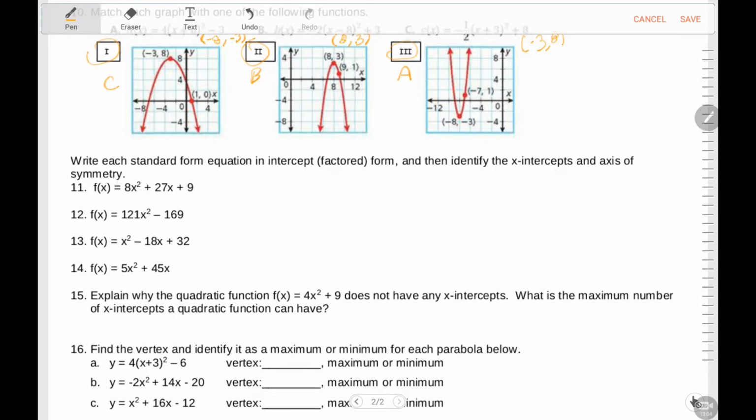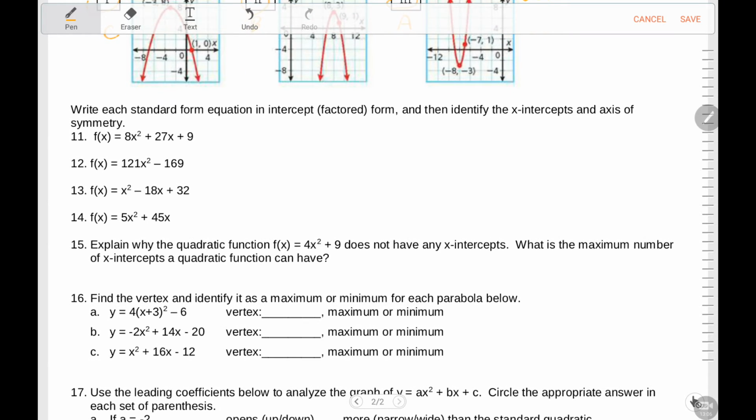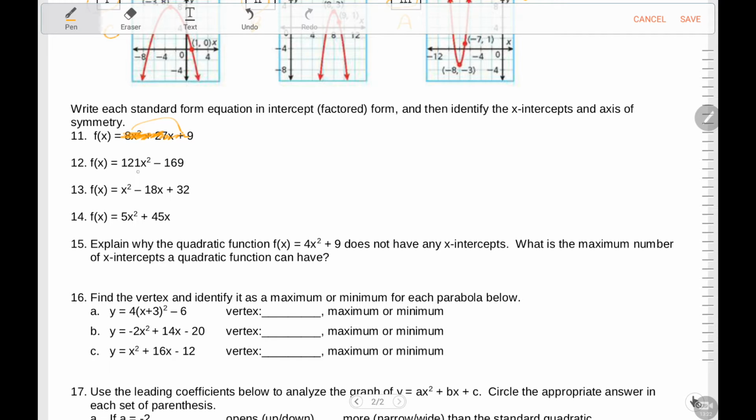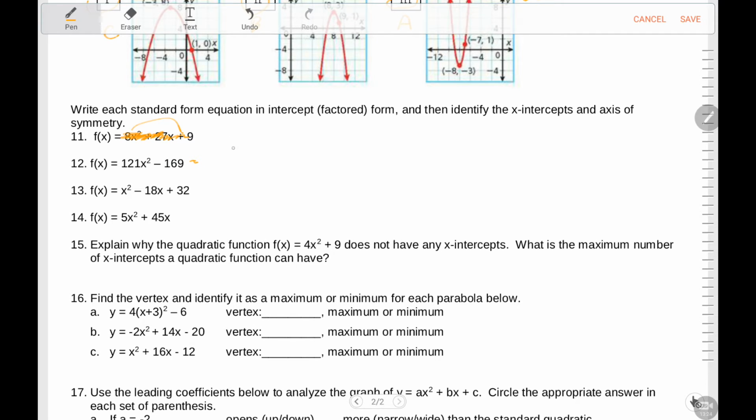All right. Write each standard form equation in factored form. Identify the x-intercepts. So we won't see ones that are hard trinomials, the not so nice ones where you have to do a times c and so on. But you do need to know how to do your basic factoring. So like this one right here is a difference of 2 squares, which is going to be 11x minus 13 and 11x plus 13.